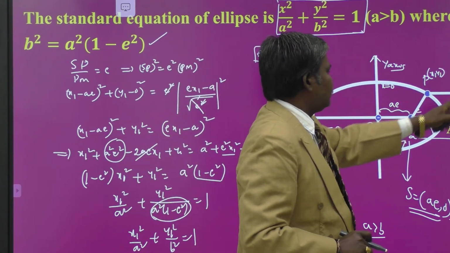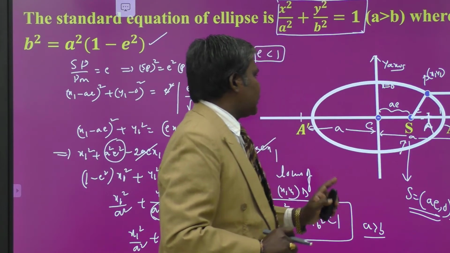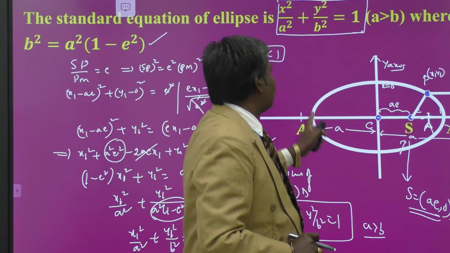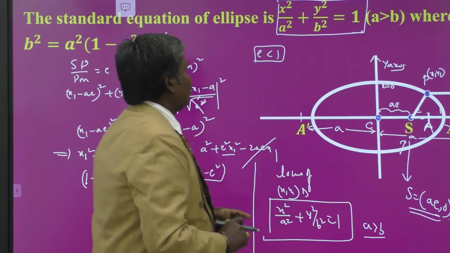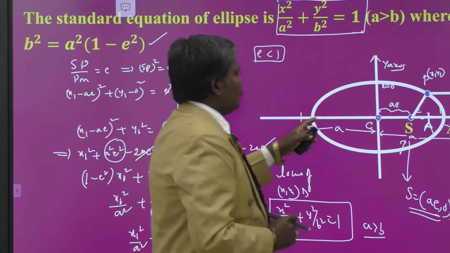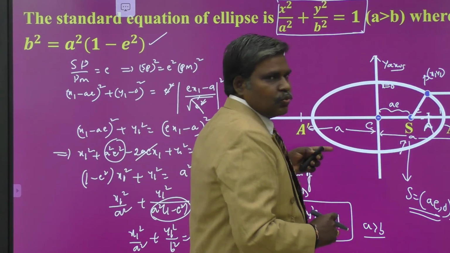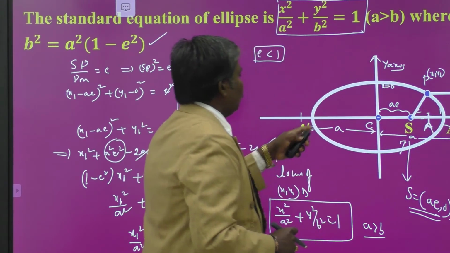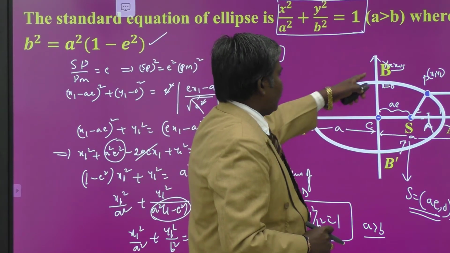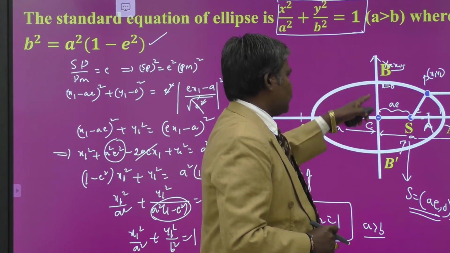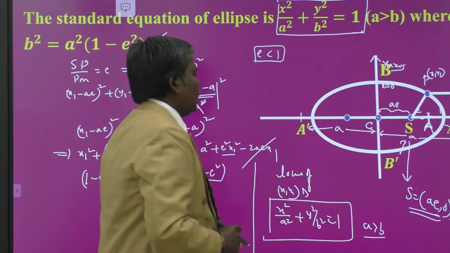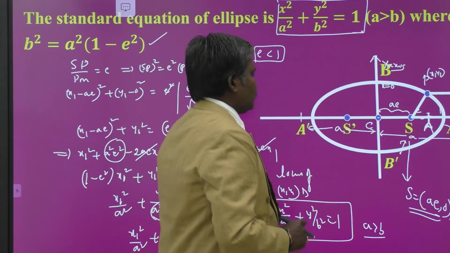SP by PM is equal to e, that is less than 1. Then we obtain the locus in this manner. This is the ellipse. Its corresponding equation is x square by a square plus y square by b square equal to 1. Since the curve is symmetric about both the x and y axis, we will discuss the symmetry also. We obtain another focus and another directrix, where B and B dash are the points of intersection with the y-axis. These are A and A dash. This is S dash, another focus that exists also.